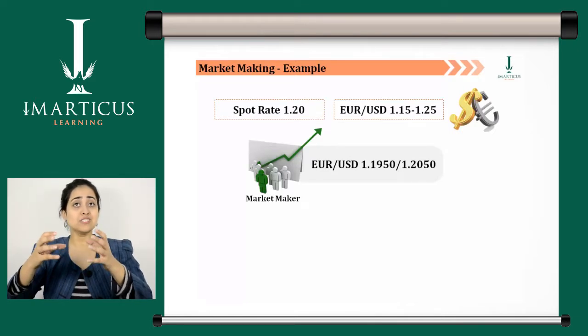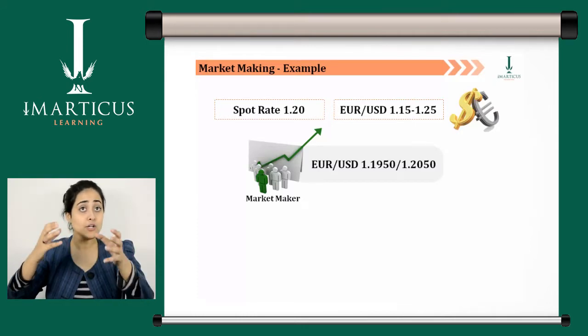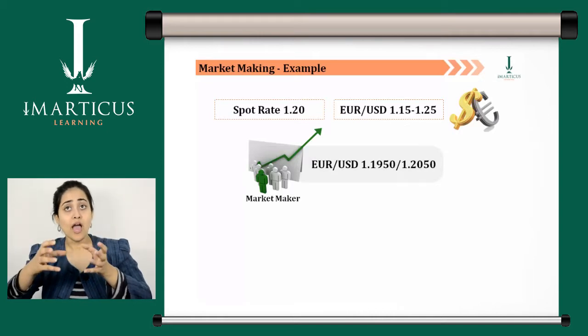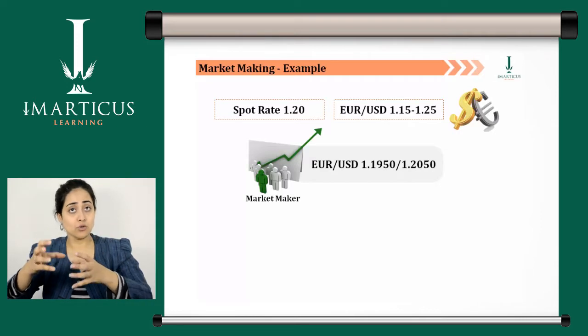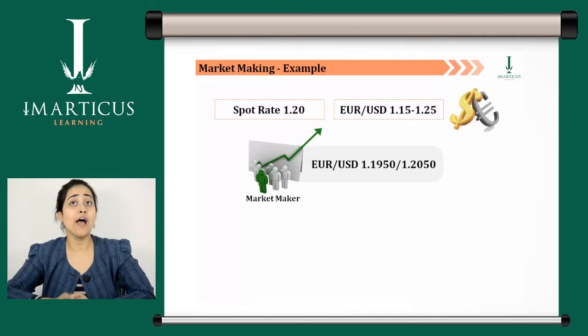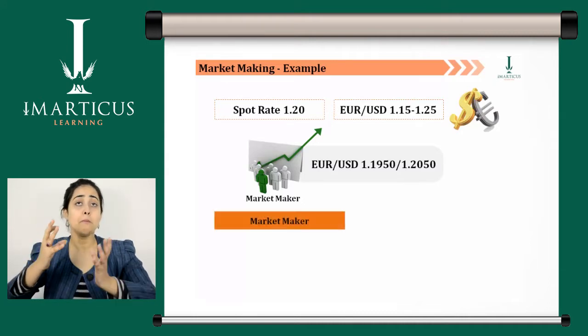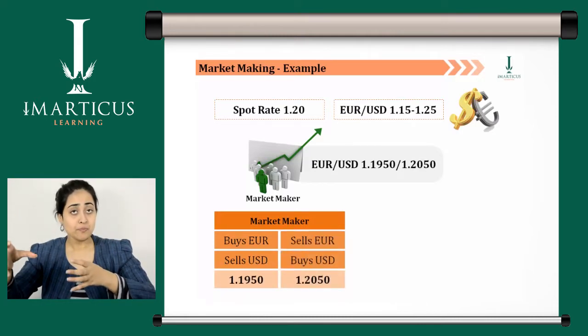Here, Euro is the base currency. USD is the quoted currency. 1.1950 is the bid or the buying rate for Euro and selling rate for USD. 1.2050 is the ask or the selling rate for Euro and the buying rate for USD. This means that the market maker is willing to buy Euro and sell USD at 1.1950 and sell Euro and buy USD at 1.2050.